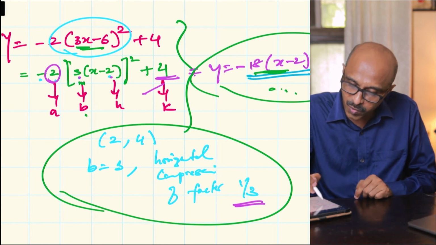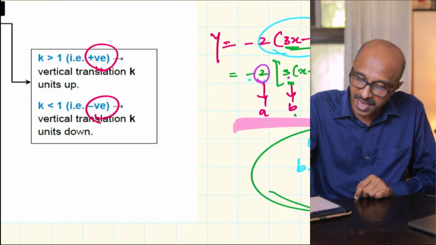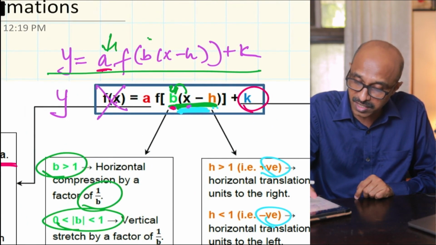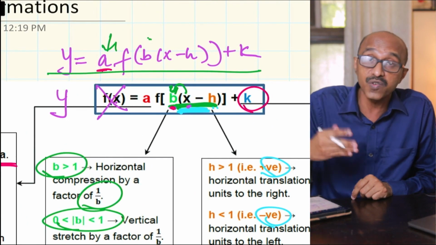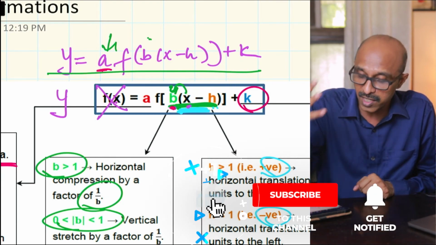But more important for us was to be able to identify these a, b, h, k in the given equation, just in case you have a question where you have to describe without the use of the calculator what the transformations are.